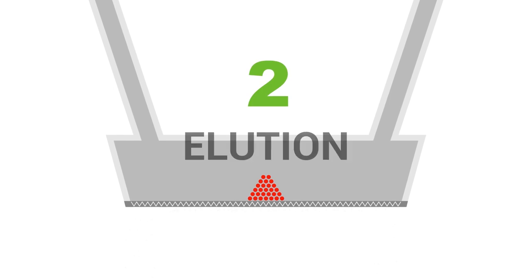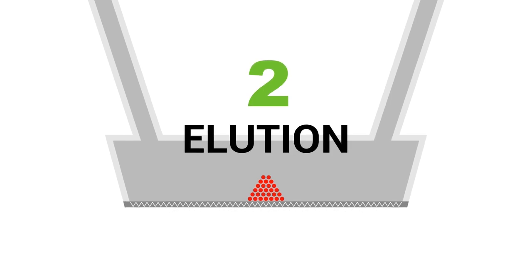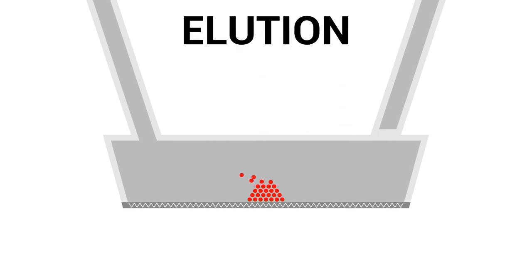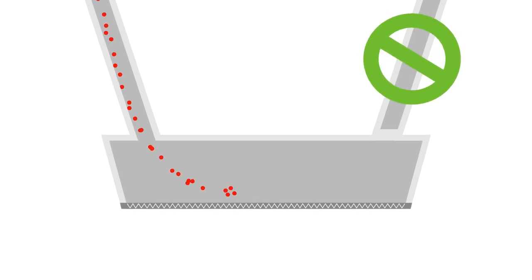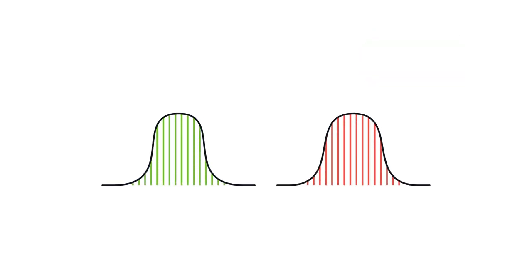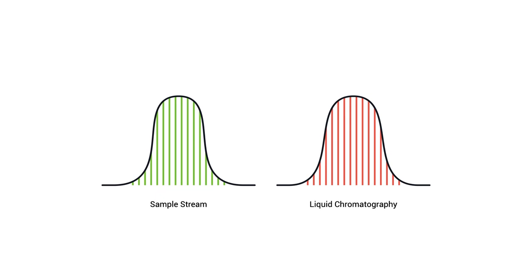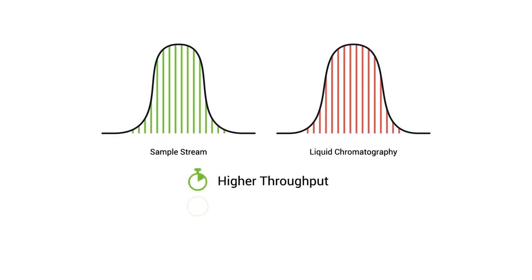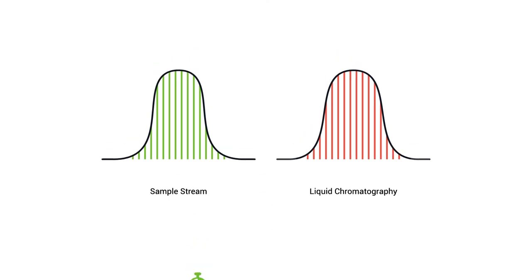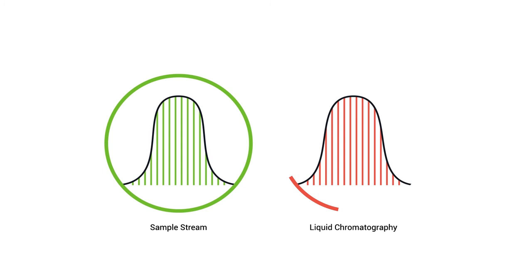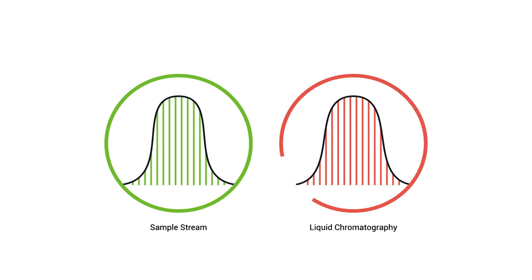The second mode is elution, either into fractions for further processing or directly into a mass spectrometer. Retained sample bands are lifted off the membrane and transported out the top port. Samples will then generate an elution profile, reminiscent of liquid chromatography, but with higher throughput, wider buffer tolerances, and far easier maintenance. The main benefit is that online buffer exchange and concentration of samples are fully automated and produce peaks similar to those obtained via liquid chromatography.